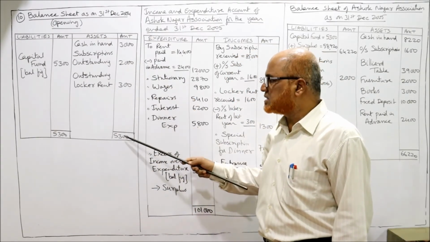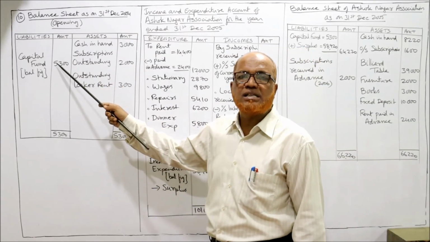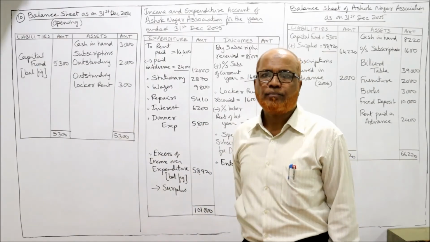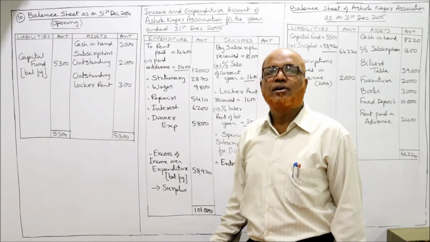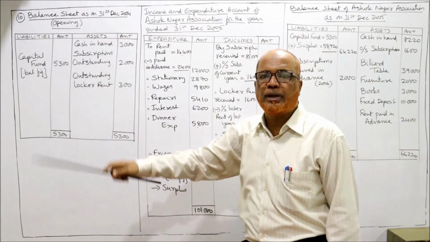So the total of the assets is 5300. Now this 5300 I am taking as the balancing figure on the liability side, and that is the capital fund. So the capital fund is not given. We have calculated the capital fund by preparing the opening balance sheet.